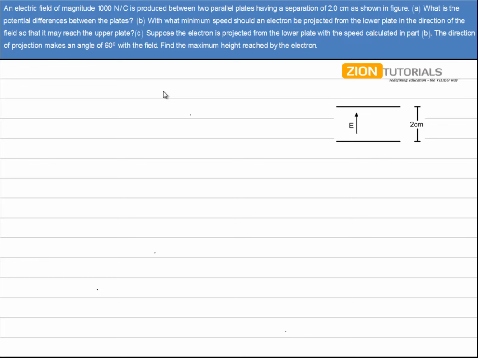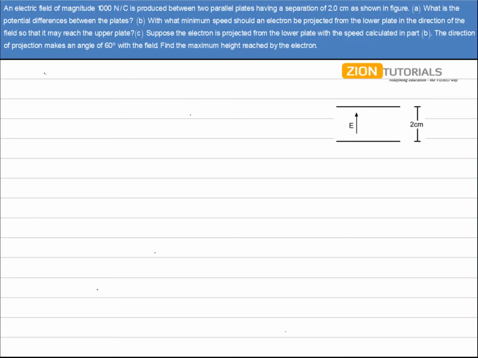In this question, we have an electric field of magnitude 1000 Newton per Coulomb, which is produced between two parallel plates having separation of 2 cm. We have to calculate the potential difference between the plates, which can be easily calculated by the formula delta V is equal to electric field into delta L.